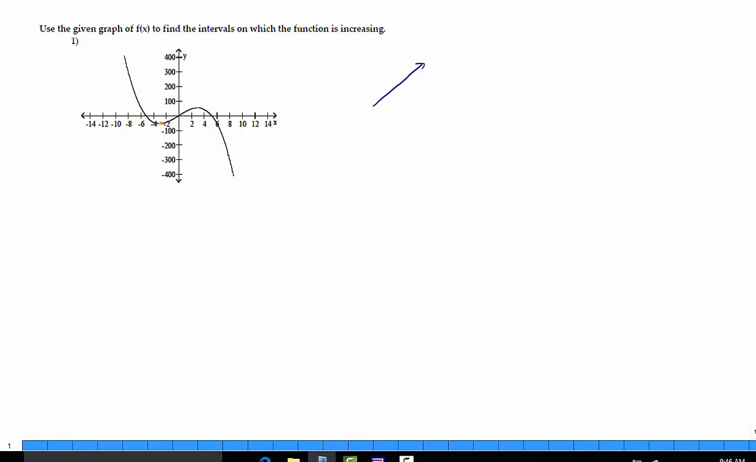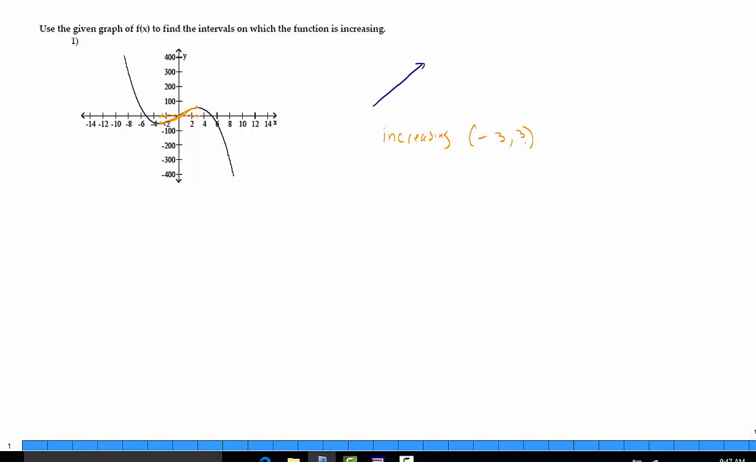Then right around here, it kind of turns, and this part here, I'm going uphill, so I'm increasing. And then again, this last part, I'm falling, so I'm decreasing. So it looks like I'm increasing on the interval, like I said, from here to here. Now remember that we're supposed to be giving the x values. So if you look on our x-axis, that's going to be from about here to here. So this piece of the x-axis, it looks like from -3 to +3.